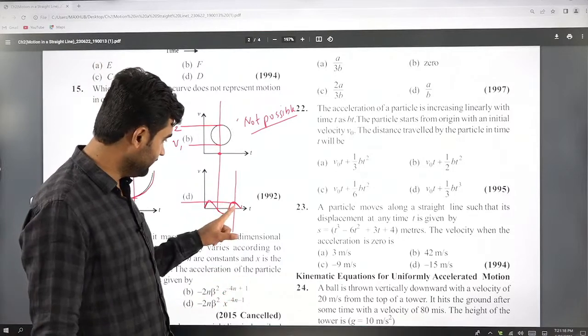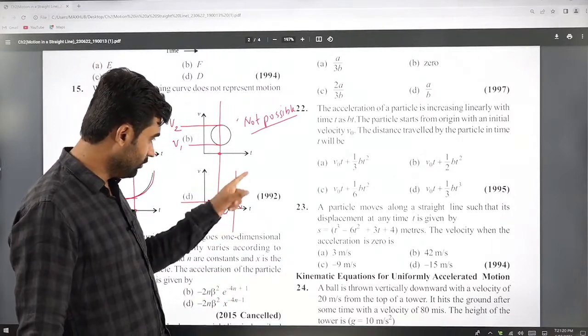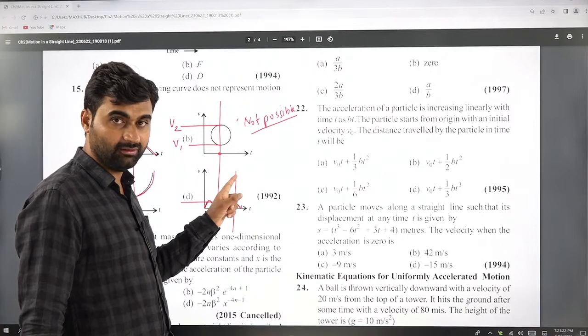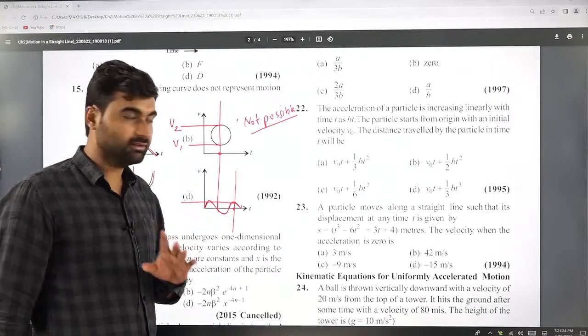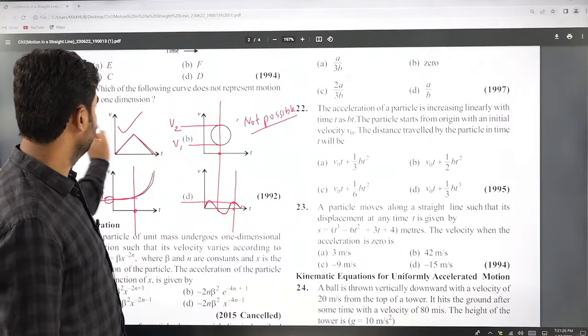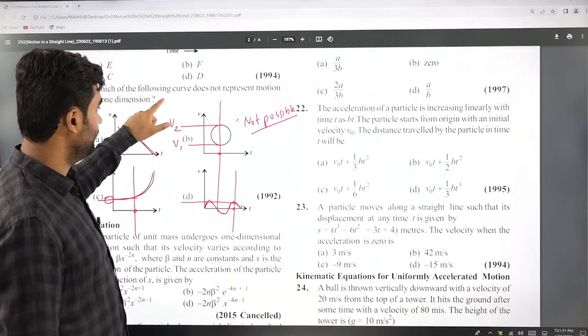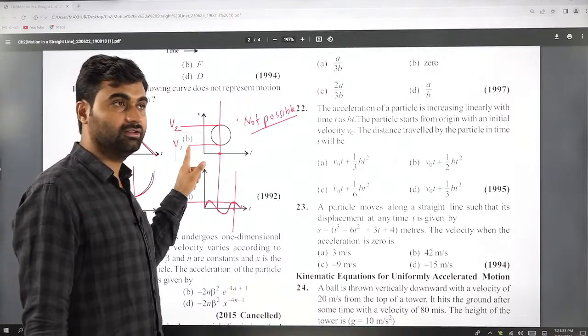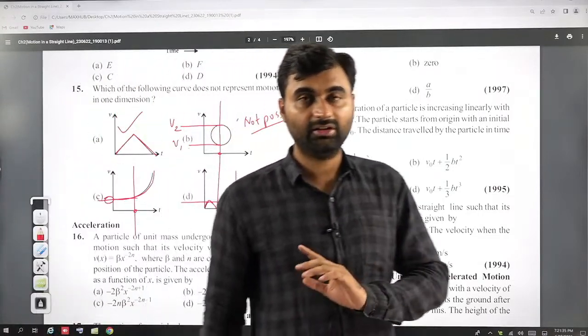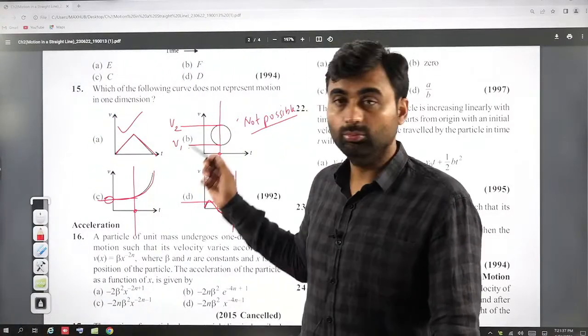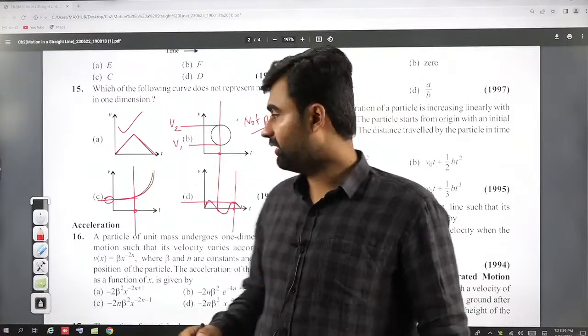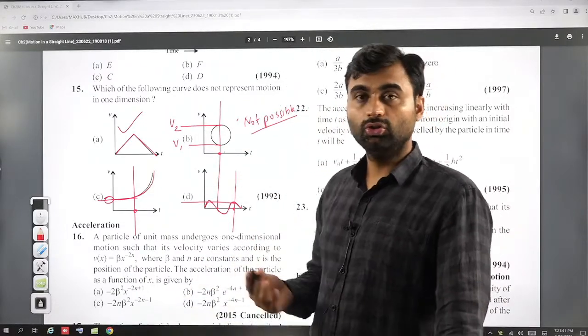Is it clear? At this time, there is no above part in this graph. Okay, is it clear? So which graph is correct, according to the question? Which option is correct? B. Is it clear? But it is not representing the motion. Remember it, because at a single time two velocities are there.